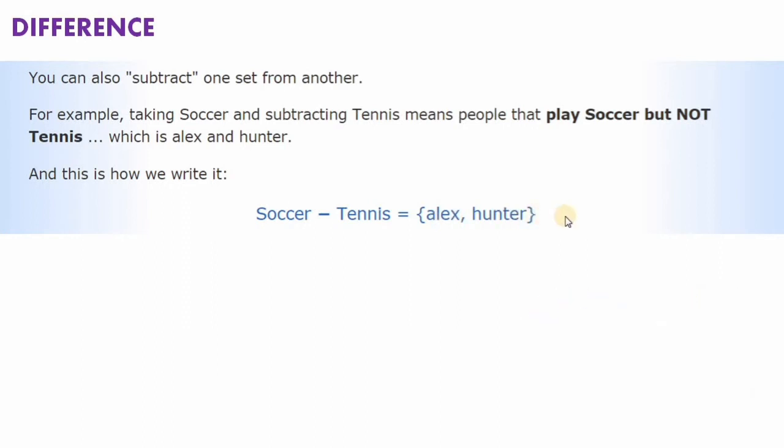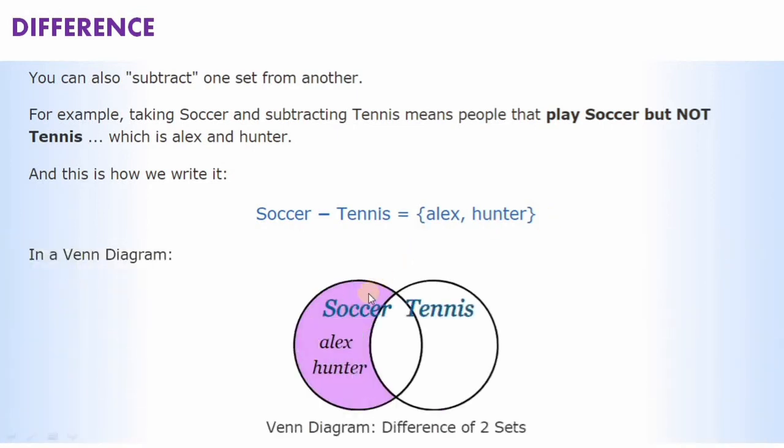Okay, so let's see what will be the Venn diagram. So the Venn diagram will be only this part, because only this shaded region contains the people who play soccer and they do not lie within tennis. This is the area for tennis and they don't lie within this, right? So that's why this will be your Venn diagram for the difference, that is soccer minus tennis.